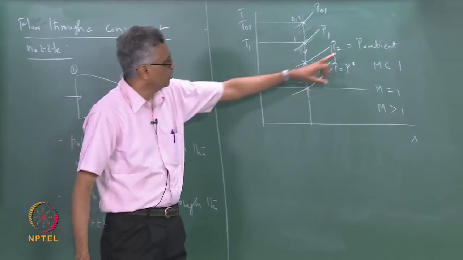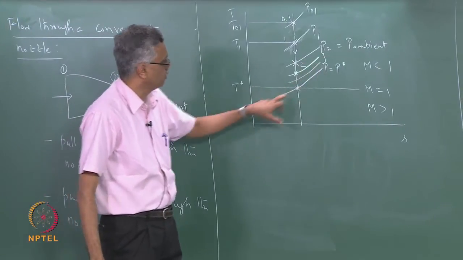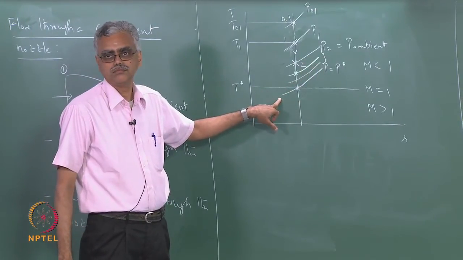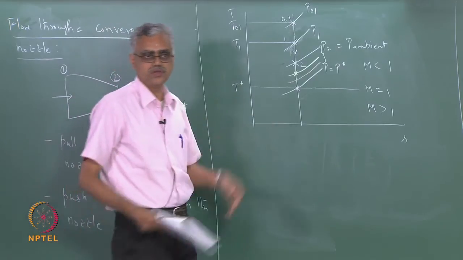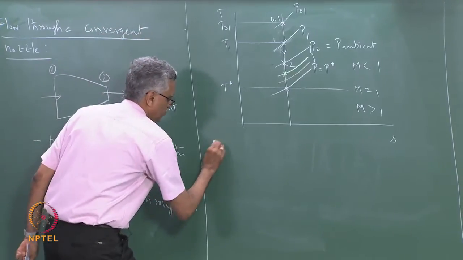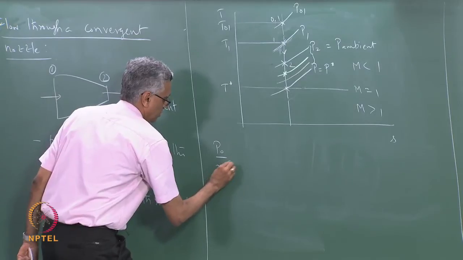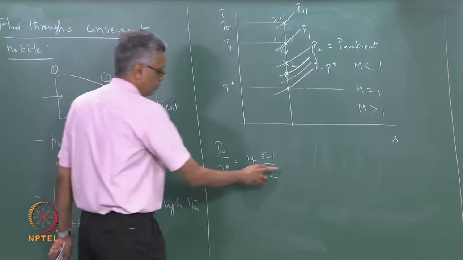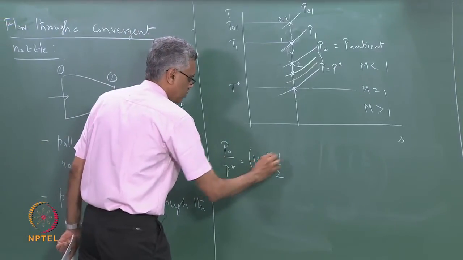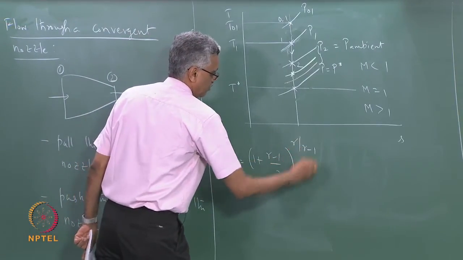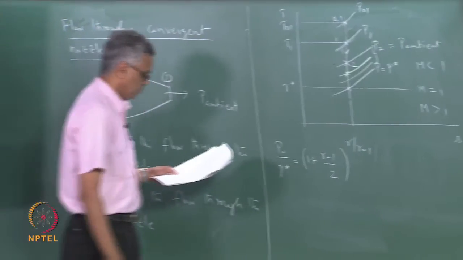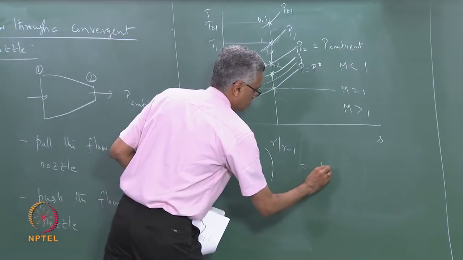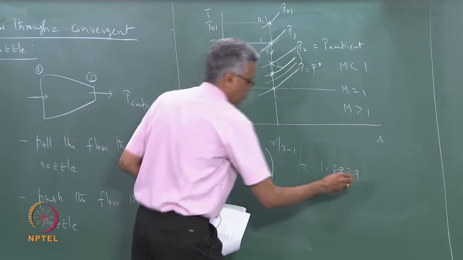Now if I finally lower my P ambient to a value equal to P star, we know the value for P star, we know the isentropic relationship. So P0 over P star is equal to 1 plus gamma minus 1 over 2, we set M equal to 1, so this raised to the power gamma over gamma minus 1. And for gamma equal to 1.4, this comes out to be 1.8929.